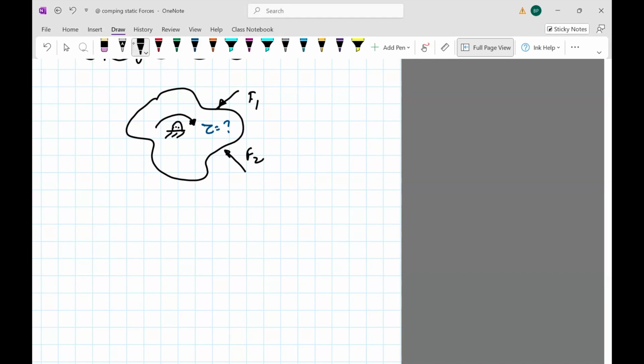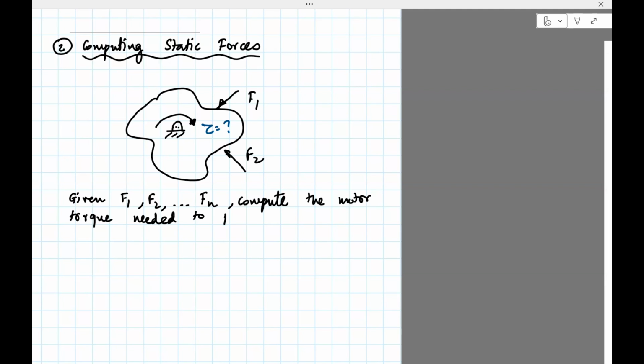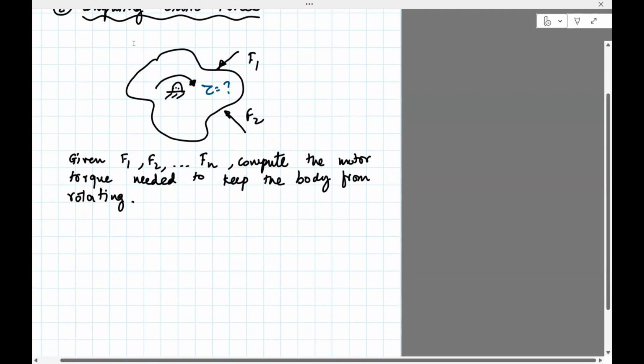So here the problem is, given F1, F2, and so on, compute the motor torque needed to keep the body from rotating, which is the same as saying, how do you keep this in static equilibrium?